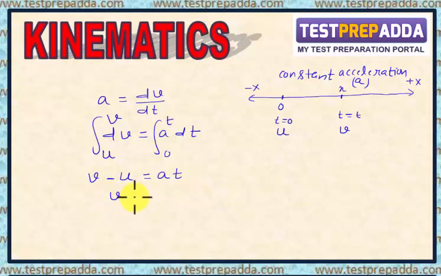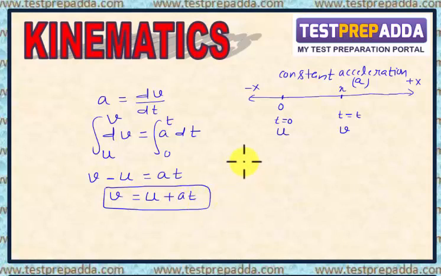So we get the relation between initial and final velocities in this manner: v = u + at. u is the velocity at time t equal to 0, and v is the velocity at time t, and a is the acceleration during the motion.